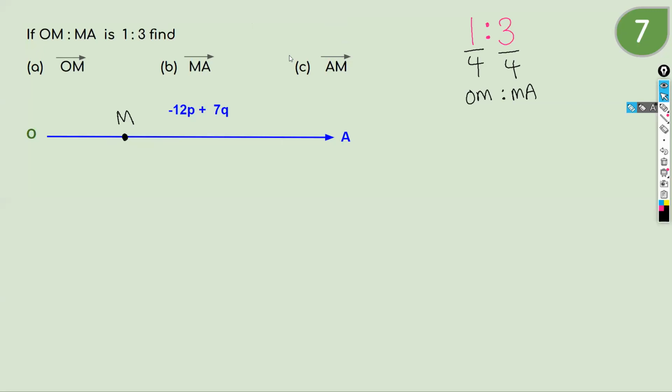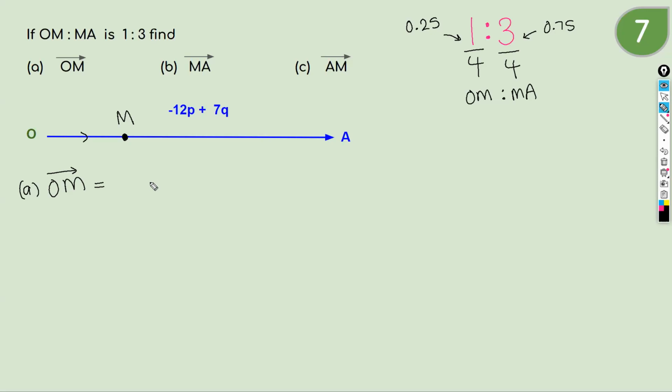The first one is part A, they ask us for OM. Remember, OM is in the same direction, so we just have to find a quarter of this value. If you don't like fractions, remember a quarter is 0.25, and that's easy to type in on your calculator, and 3/4 is 0.75. So if the fraction is bothering you, just change it to a decimal.